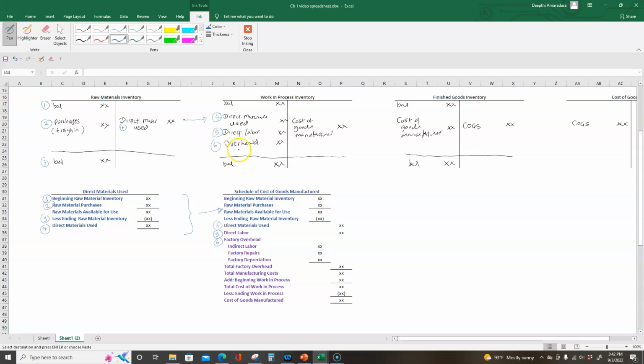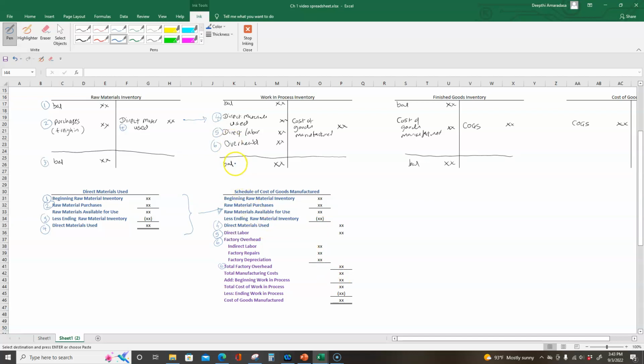A lot of times in the schedule of cost of goods manufactured, you do have to detail what the different items are for overhead. So if they ask you to identify individual items, you would list them here and then put the total of total factory overhead. So basically that's what you're doing here, is the total dollar amount of factory overhead.